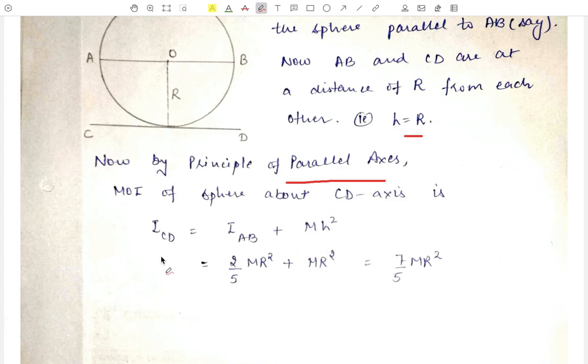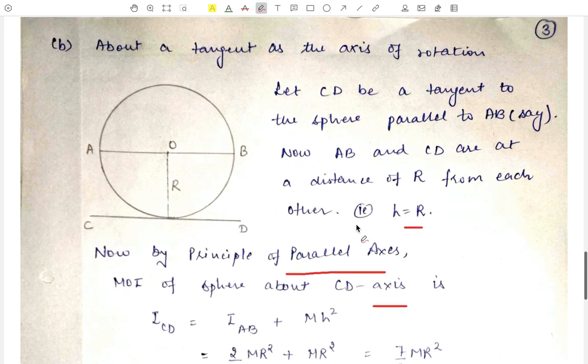Hence, the moment of inertia of the sphere about the CD axis, ICD, is equal to IAB plus mh square. Using the value of IAB we have just found, 2 upon 5 mr square plus mh square, and h is equal to r, therefore it is mr square. Upon simplification, it is equal to 7 upon 5 mr square. Hence, it is the moment of inertia of a solid sphere about a tangent to the sphere.